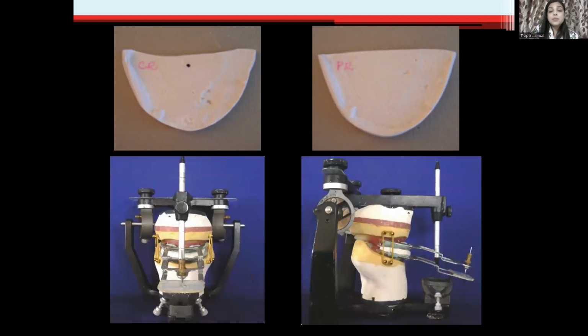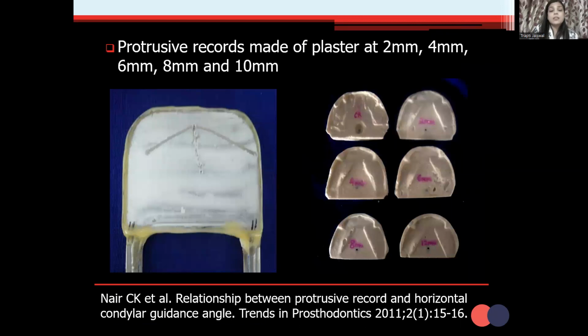This is the centric relation record, and you can see there is a perforation. Why is there a perforation? Because in centric relation, the central bearing point comes in contact with the plate, causing the perforation. But in the protrusive record, there is no perforation. Why? Because when the patient protrudes the mandible forward, there is always a space in the posterior region, called the Christensen phenomenon. So that phenomenon does not cause perforation in the records obtained.